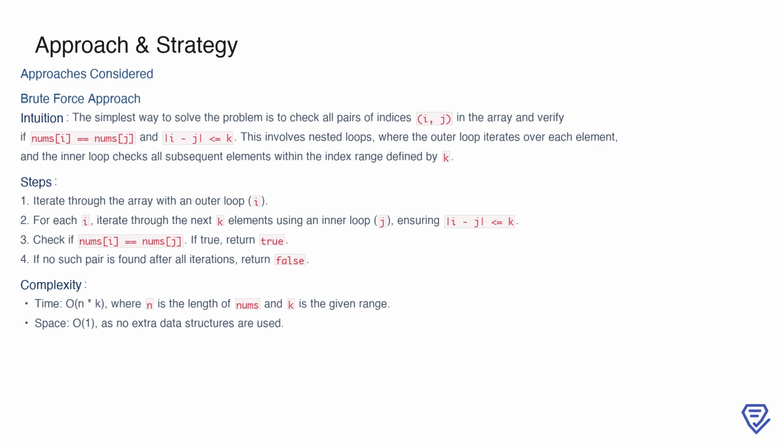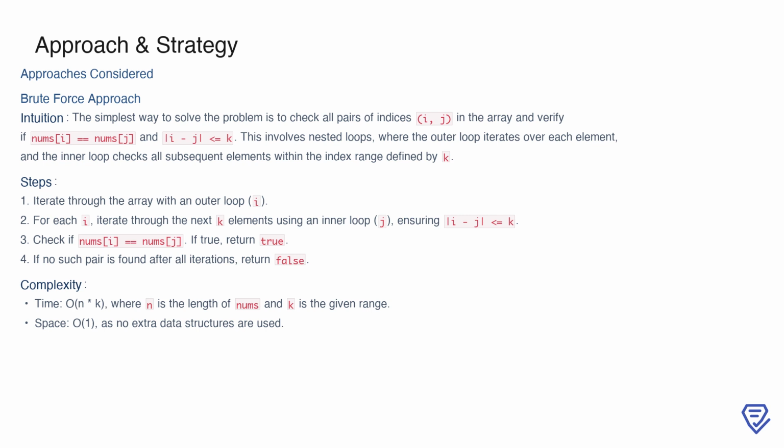To implement this, we use two nested loops. The outer loop iterates over each element in the array, while the inner loop checks the next k elements to see if any of them satisfies both conditions. If we find such a pair, we return true immediately. However, if no such pair is found after examining all possibilities, we return false.